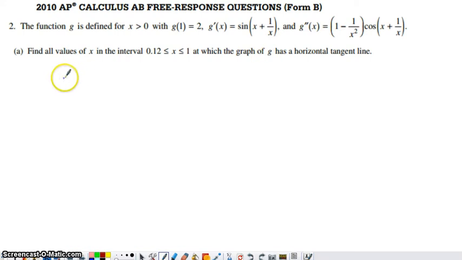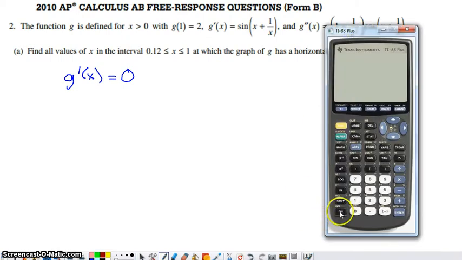So really what this question is asking us to do is to figure out where the slope of the tangent line is 0. And that's going to be where the derivative of g is 0. Now when the calculator's in play, this is really a pretty simple task. I have my calculator going here, and I have g prime already ready to graph. So I'm going to go ahead and graph g prime.